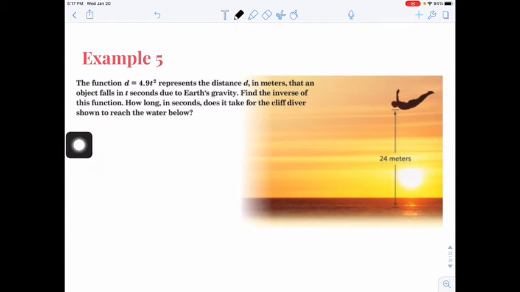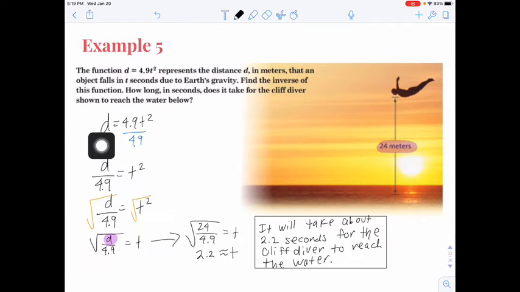Example 5 says the function d equals 4.9 t squared represents the distance d in meters that an object falls in t seconds due to Earth's gravity. Find the inverse of this function. How long in seconds does it take for the cliff diver shown to reach the water below? Notice that in the diagram we have a distance of 24 meters before the diver reaches the water. The first step is to write the equation from the problem.